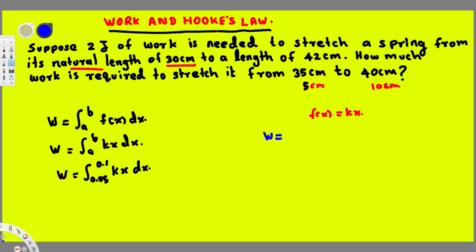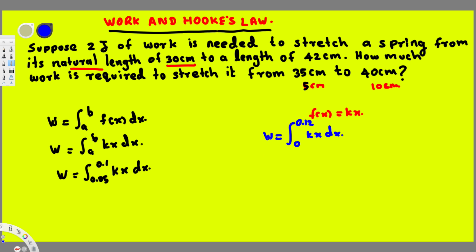W is equal to, again same equation, W is equal to integration. We always take natural length as 0. So 0 from 30, natural length is 30, 30 to this distance is going to be 12 centimeter, right? So 0 to 12 centimeter. If you convert this into SI unit, that's meter, that's going to give us 0.12 meter. So this is our equation, kx dx.